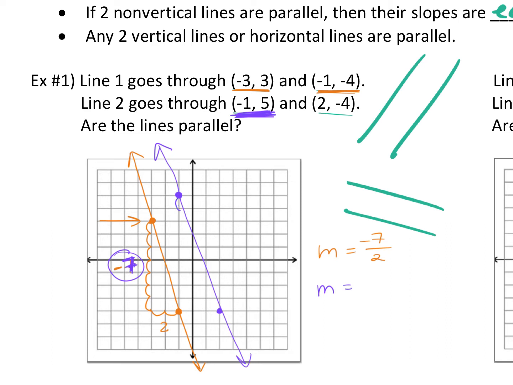Negative 9, right. So 1, 2, 3, 4, 5, 6, 7, 8, 9 down. 1, 2, 3 to the right. So 9 down is a negative 9 over 3. Are those the same slope? No. This one you can't reduce, right? This one reduces to a negative 3. This is a negative 3.5. This is a negative 3. Those are not the same number.